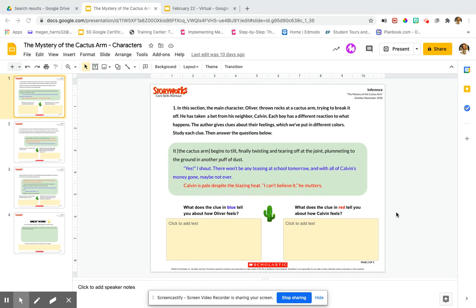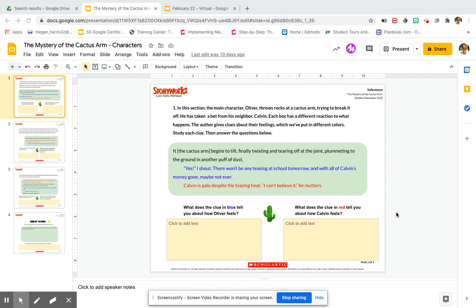So it says it, and then you see those brackets. The cactus arm begins to tilt. Those brackets are there so that's not actually in the story, but because in this assignment we pulled this part from the story, we need to make sure we understand that we're talking about the cactus arm. It is the cactus arm. So it begins to tilt, finally twisting and tearing off at the joint, plummeting, that's one of our vocab words, plummeting to the ground in another puff of dust.